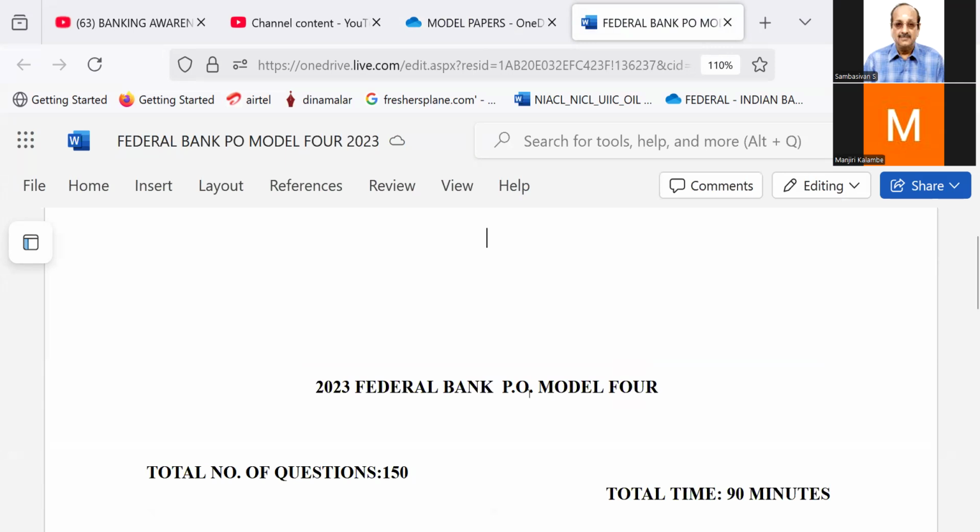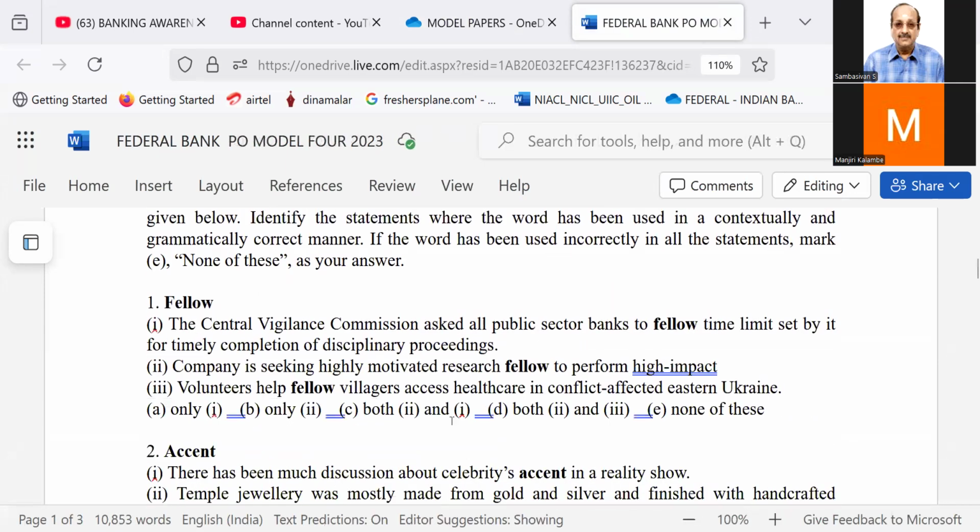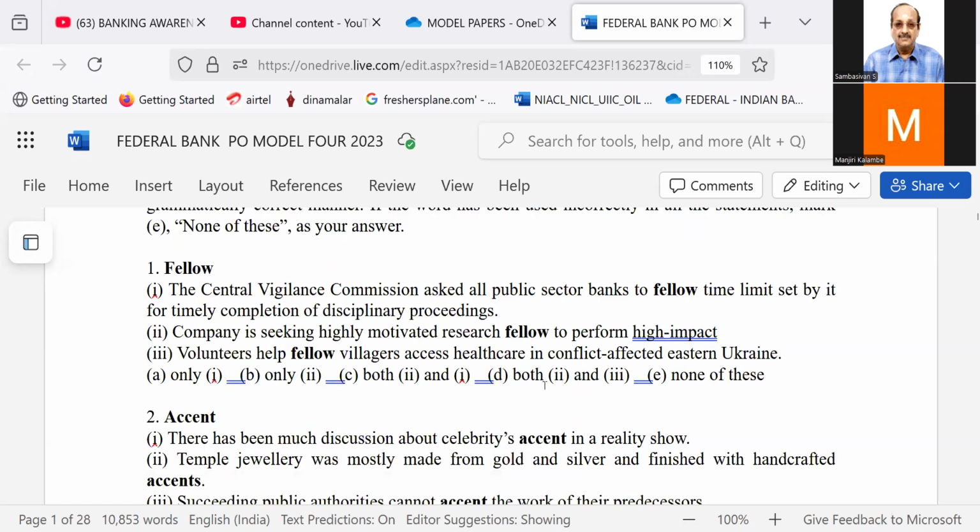As you know, your test will consist of first English. In the English paper, they will give you questions like this. Here is a word. Find out in which sentences it has been used properly. In one or two sentences, it might not have been used properly. Or it may be that in all the three sentences, it has not been used properly. You have to find out.